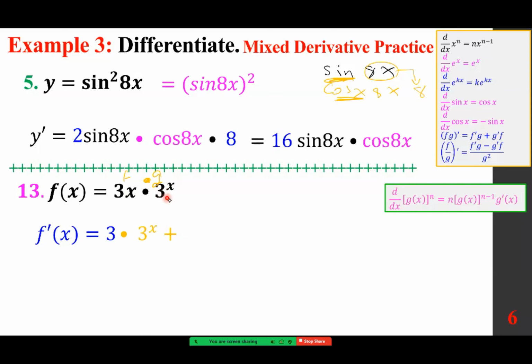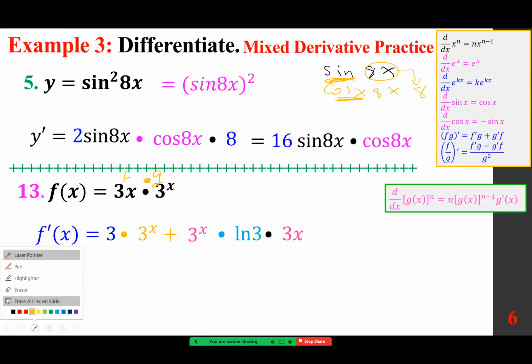What is the derivative of 3 to the power of x? Since it's an exponential function, it's itself. Is the base e? No. By logarithmic properties, I need ln of the base, so ln of 3. Finally, I need f times g prime, f is 3x. And I'm done. I'm going to rewrite this.